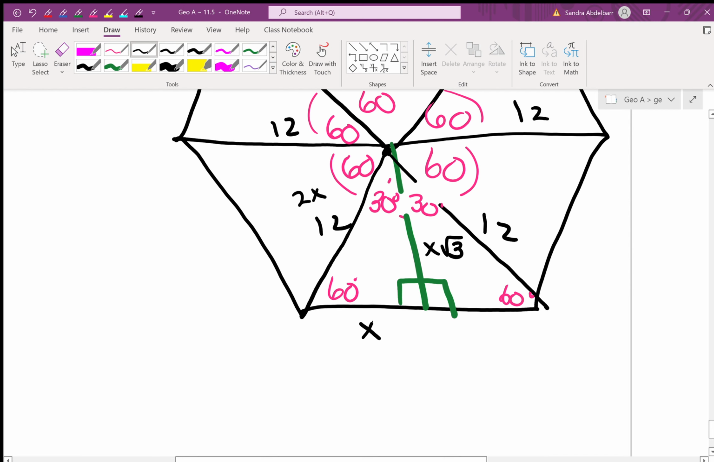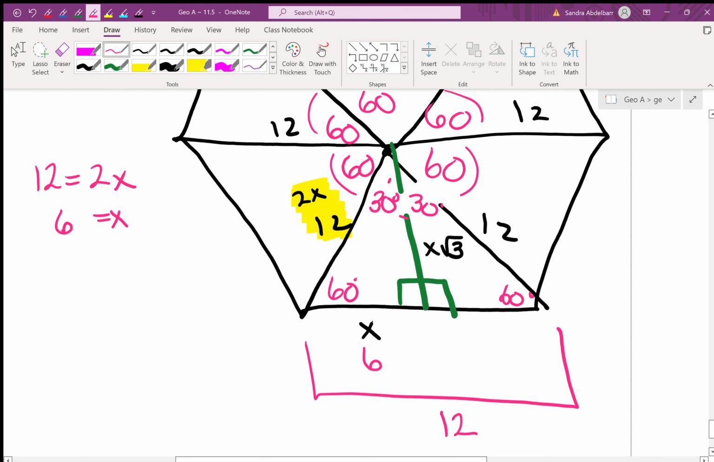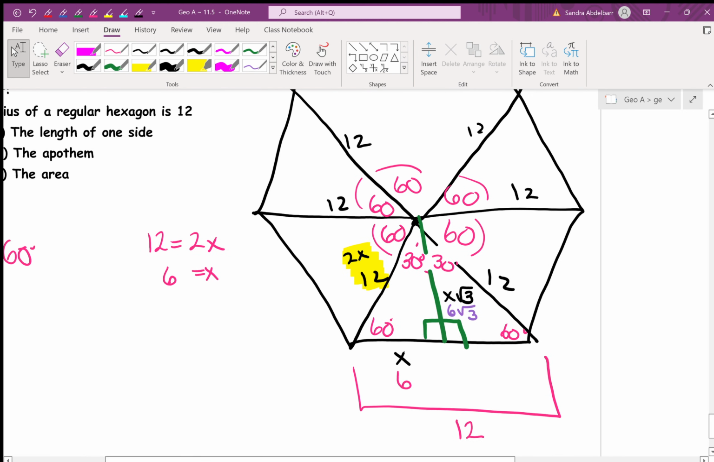Am I going too fast? Good. All right, so now we know 2x has to equal 12. So that means x is equal to 6. So one side, the x is 6, which means the whole side has to be 12. And what about the apothem? How long is that? 6 root 3. Do we have everything we need to find the perimeter? Do we have everything we need to find the area? Yes.